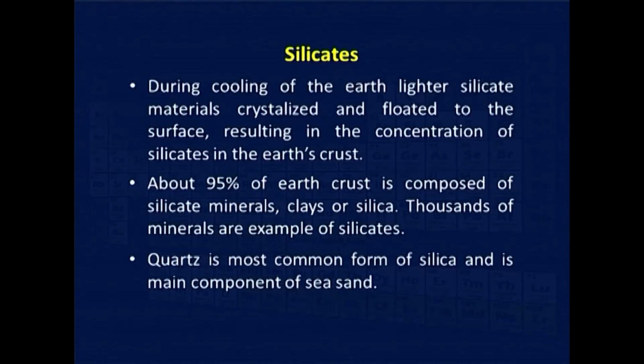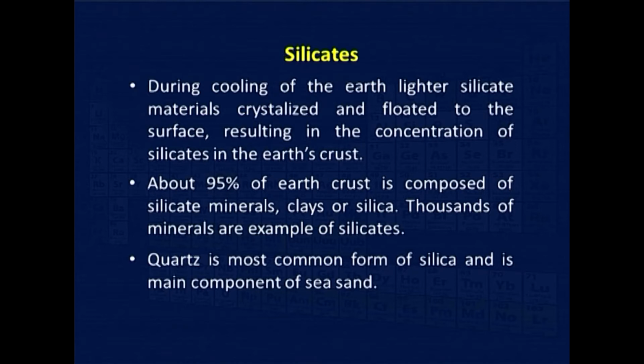Let us discuss the silicates. We shall be talking about the structure of the silicates also. During cooling of the earth, lighter silicate materials crystallized and floated to the surface, resulting in the concentration of silicates in the earth crust. About 95% of earth crust is composed of silicate minerals, clays or silica. Thousands of minerals are examples of silicates.